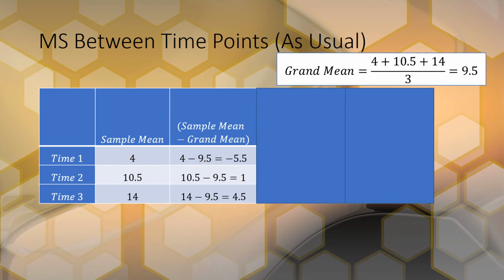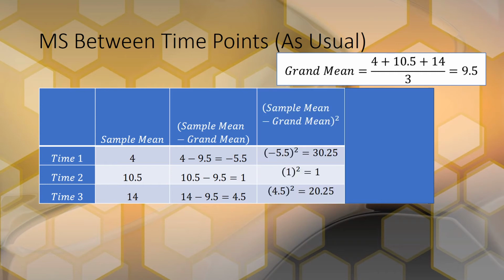Next, you want to find the deviations, just like you would when you're calculating a standard deviation, right? We're going to be finding the sum of squares between the means. So I'm going to take 4 minus 9.5, which equals negative 5.5. Then I'm going to have 10.5 minus 9.5, which is 1. And lastly, you have 14 minus 9.5 equals 4.5. So we have 3 deviations here from the grand mean.